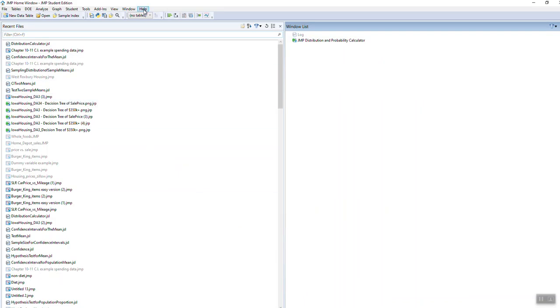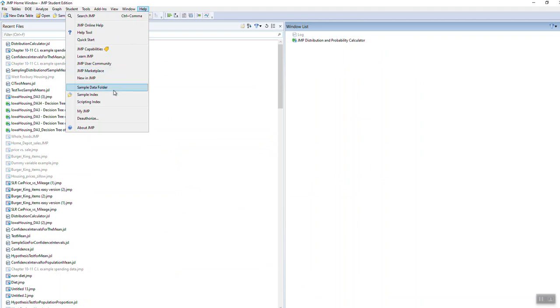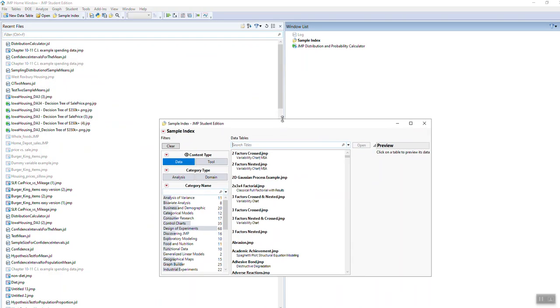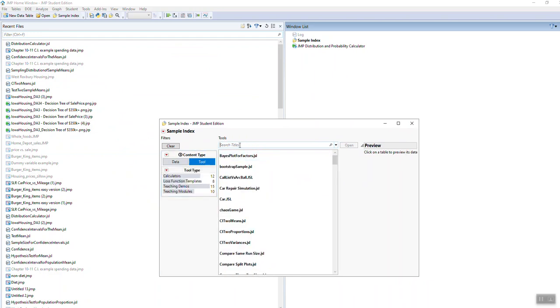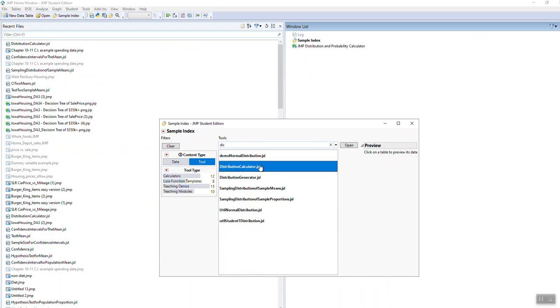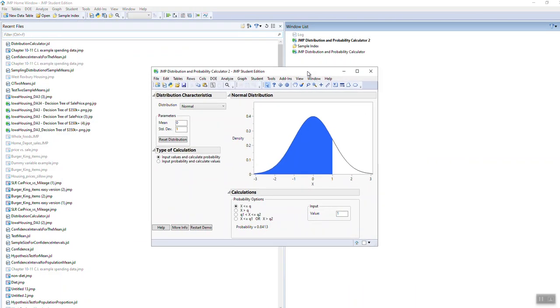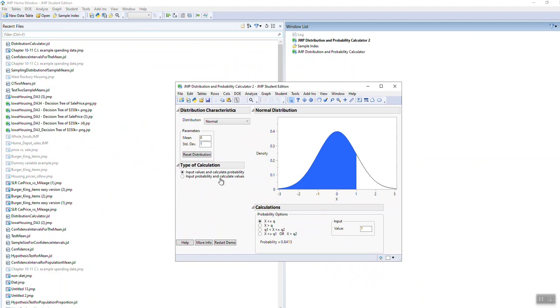First, let's go to the help, sample index. Is this familiar to you? It should be. Then we go to the tools, still using the distribution and the probabilities. So we are still using the distribution calculator tool. Open it, and you should be quite familiar with the structure here. We are still using the standardized normal distribution with the mean 0 and standard deviation 1.